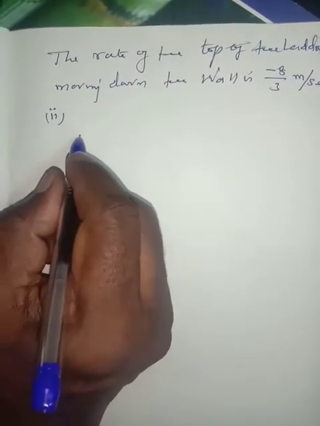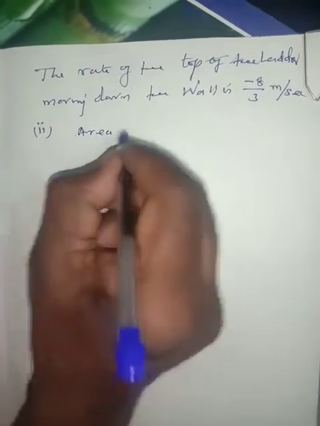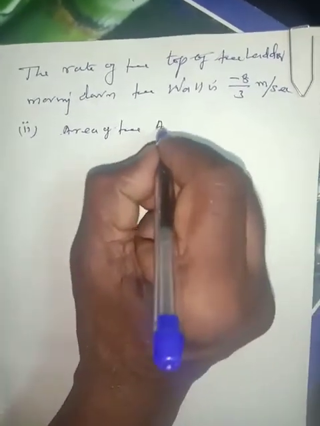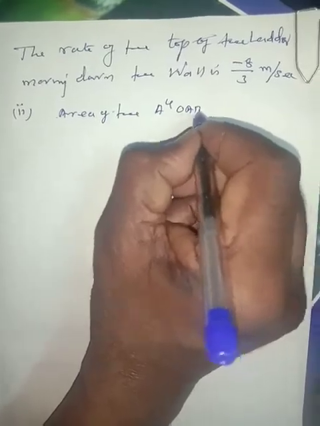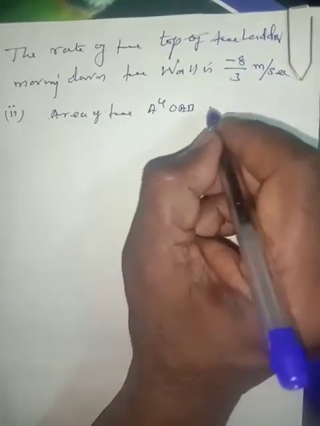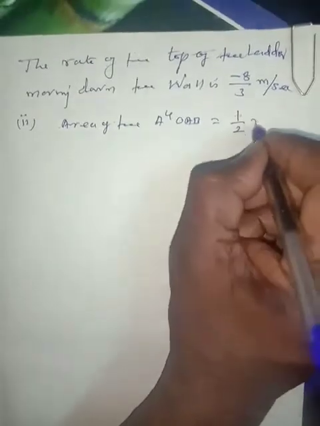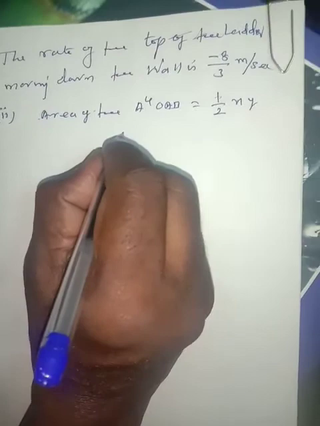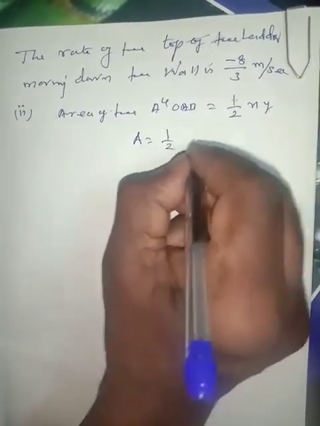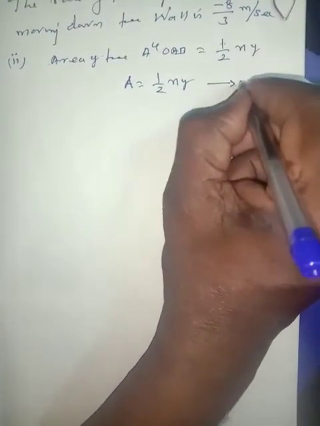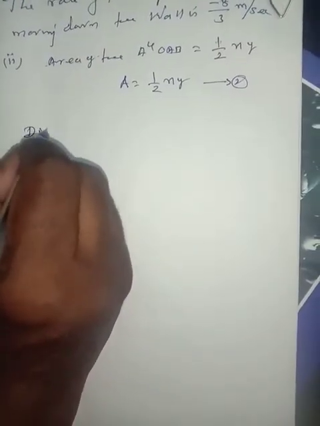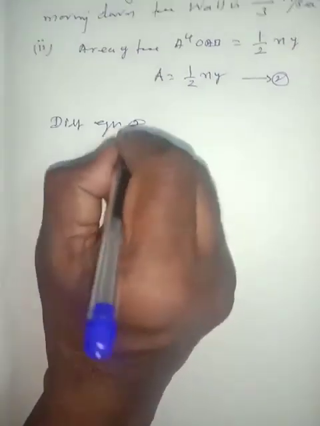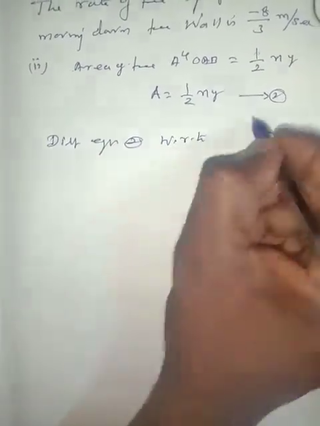Subdivision number 2, area of the triangle OAB. Area of the triangle OAB is equal to half into x coordinate and y coordinate. Area of the triangle, capital A, is equal to half into xy. Differentiate equation number 2 with respect to time t.